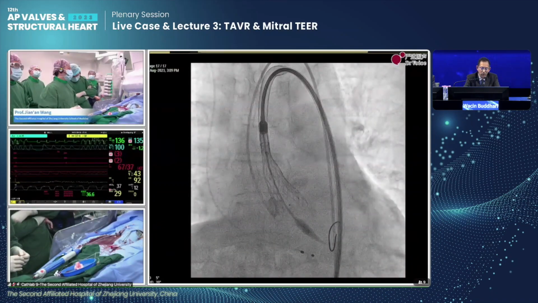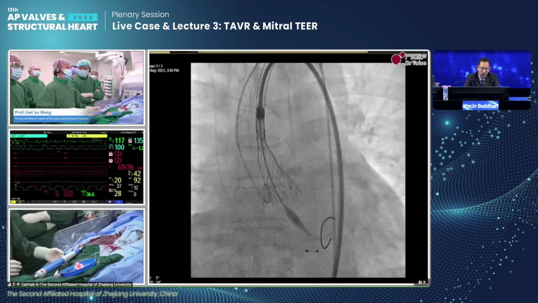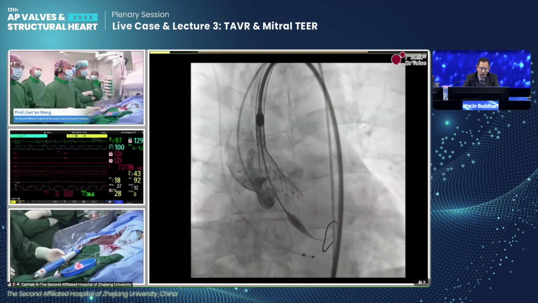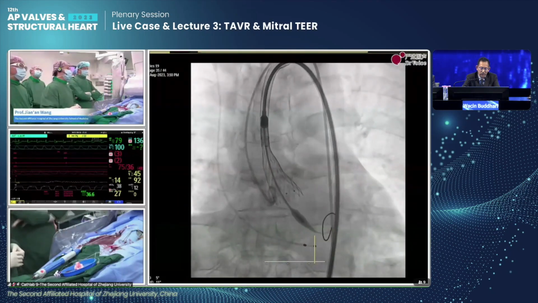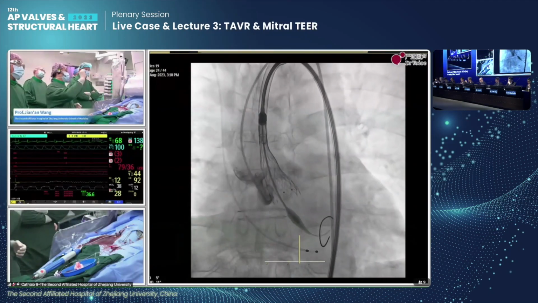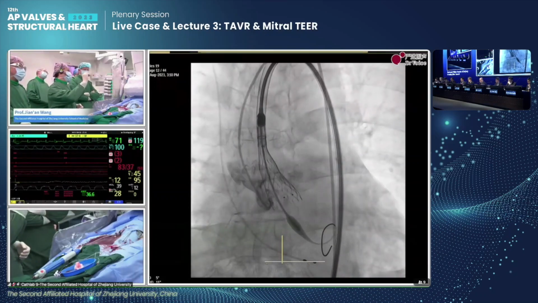The second attempt, I would try to position it on the way forward, compared to pulling back. The cusp overlap view is ideal, and the implantation depth is 2 millimeters, slightly different compared with the previous one.